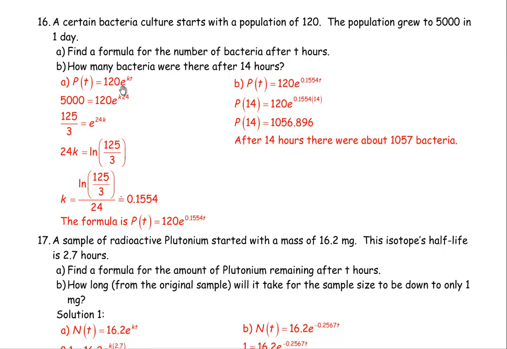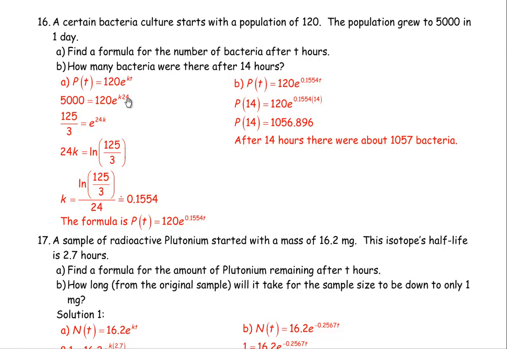I'm going to show how it goes with the e function, but you could do the doubling function too if you want to make the base 2. So my population model will be P of t is the original 120 times e to the power of kt. We have to find what k is, and that's why you're given that the population grows to 5,000 in a day. So the 5,000 goes in place of the population, and the time is 24 hours. That's why 24 goes in place of t.